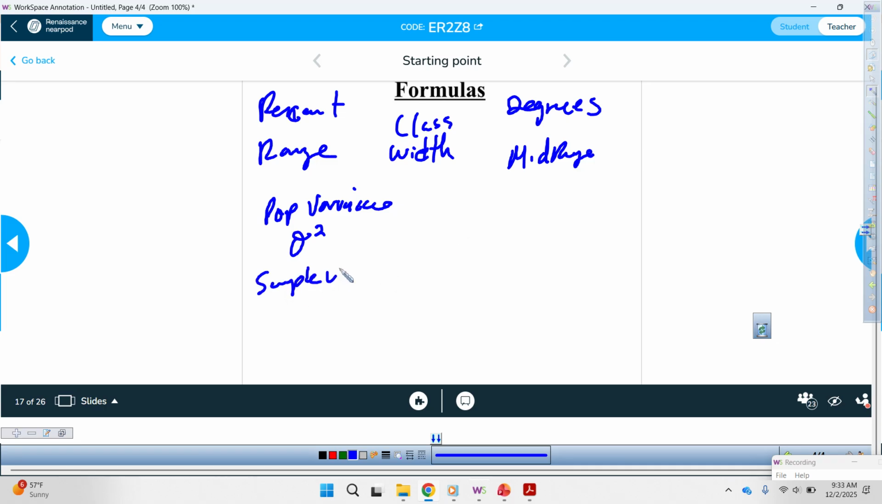Sample variance, which is S squared. Pass on one. Geo, another one. Sample standard deviation, or just S. Pass on one. Ezra.